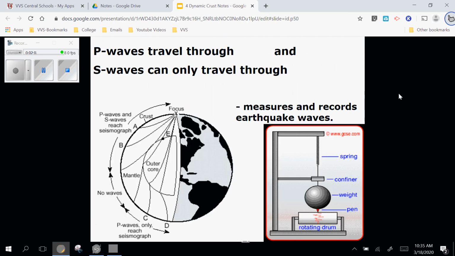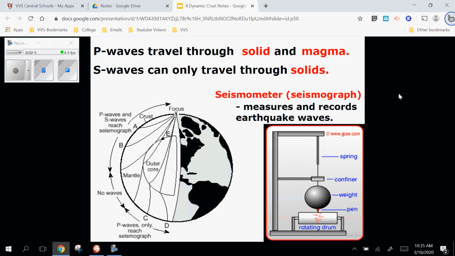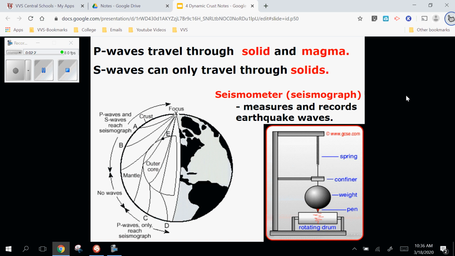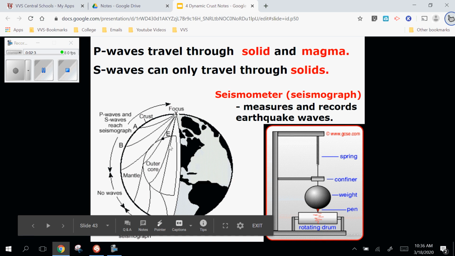All right, so P waves, this is important. P waves can travel through both solids and magma, solids and liquid rock. S waves can only travel through solids. This is important because we need both P waves and S waves in order to figure out where an earthquake occurs. So if you lived on the opposite side of the earth from an earthquake, you wouldn't be able to figure out where it occurred because you wouldn't get any S waves because of the outer core being magma. The S waves get absorbed.